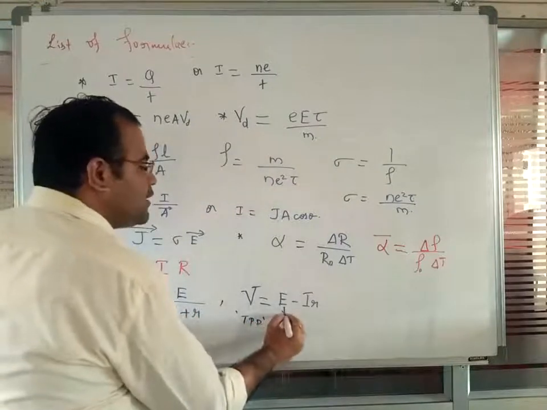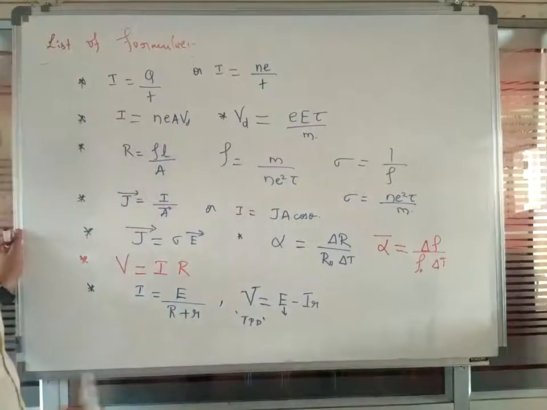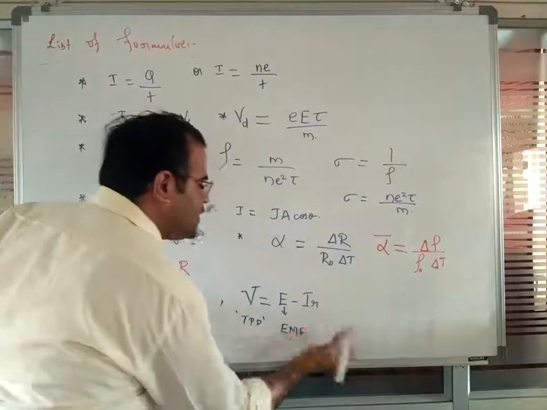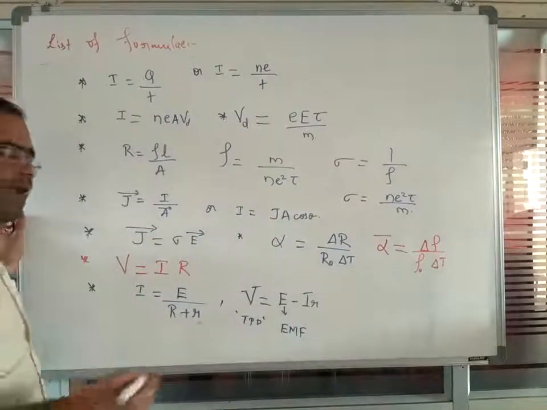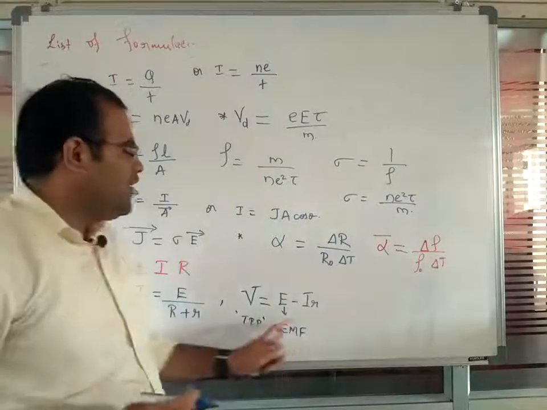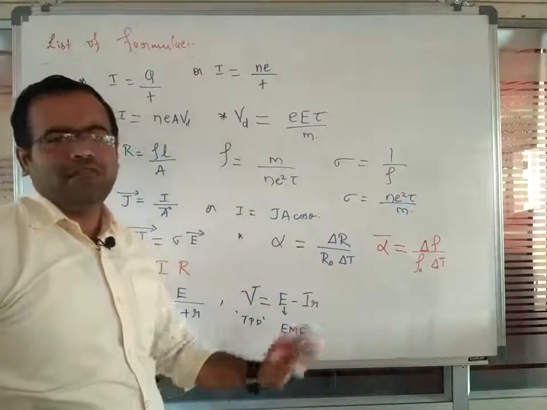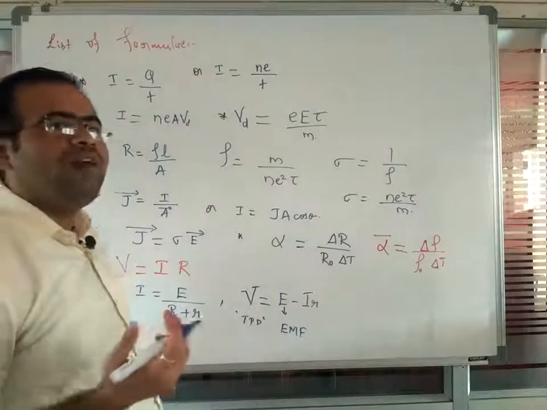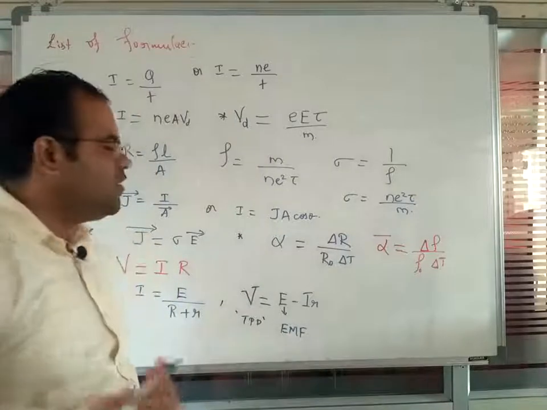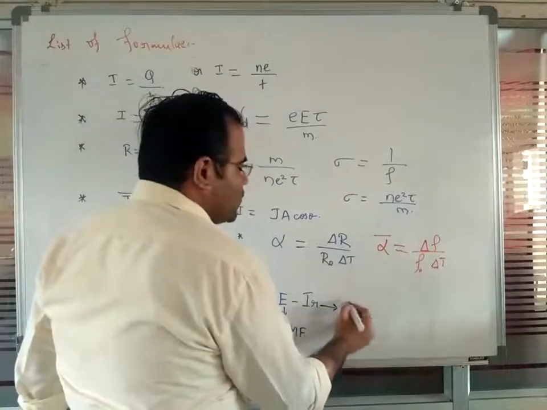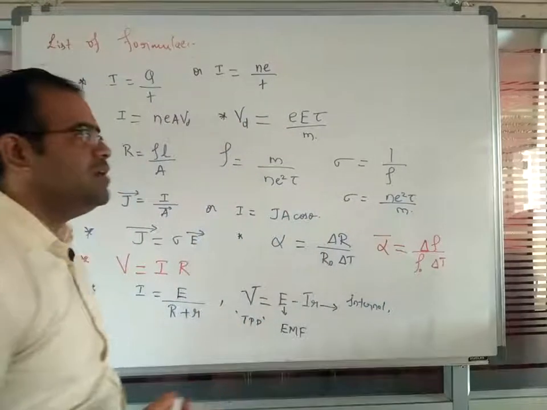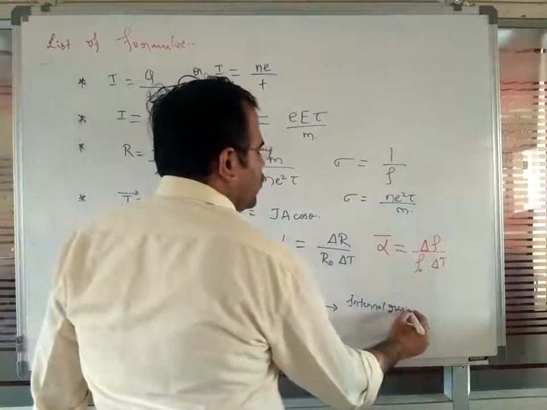Next, what is E going to represent? E does not represent an electric field. This E represents the EMF of a cell. The EMF of a cell is also a potential difference, whenever no electric current is drawn by this circuit. Whenever no electric current is drawn by this circuit, we consider this the EMF of a cell. Next, small r represents the internal resistance of a cell. So this is a very important equation.